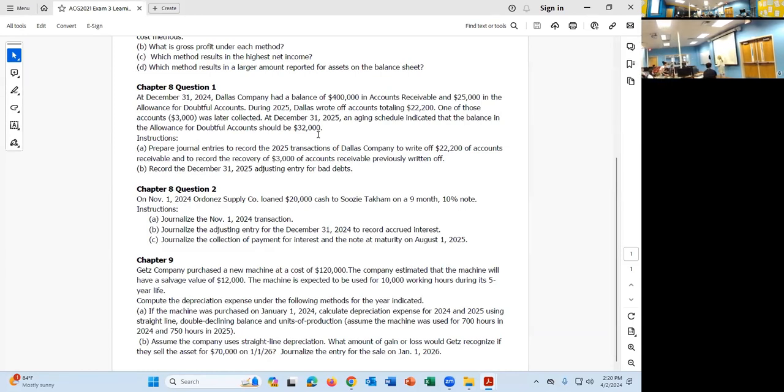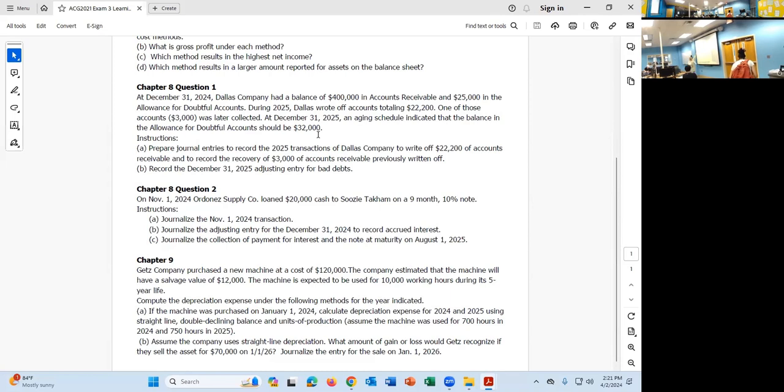We also need to be able to, as customer-specific accounts are determined to be uncollectible, write those off as they are deemed uncollectible. And then the one other journal entry related to uncollectible accounts receivables was what happens if we've written off a customer's account and then they come back and pay us? What happens if we collect on a receivable that we previously wrote off?